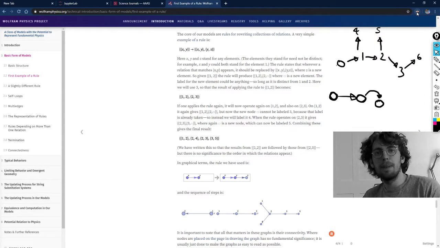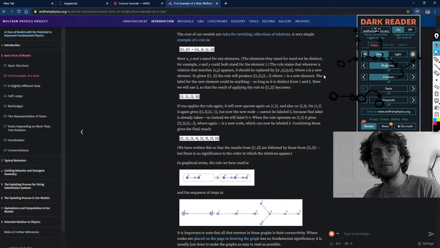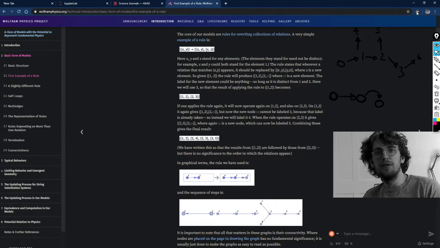I like dark mode better. Do I? Is it too dark? It's a bit too dark.